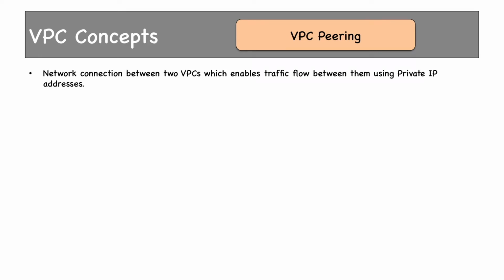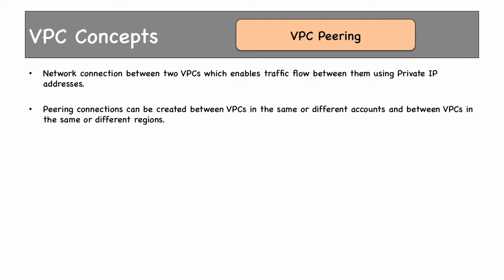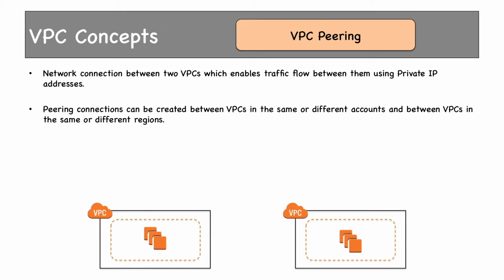VPC peering is a network connection between two VPCs, which enables traffic flow between them using private IP addresses. Peering connections can be created between VPCs in the same or different accounts and between VPCs in the same or different regions also. Here you have two separate VPCs. Each have multiple subnets in one or more AZs. Then you can create a peering connection and connect both these VPCs, which means resources within each VPC can talk to resources in the other VPC.